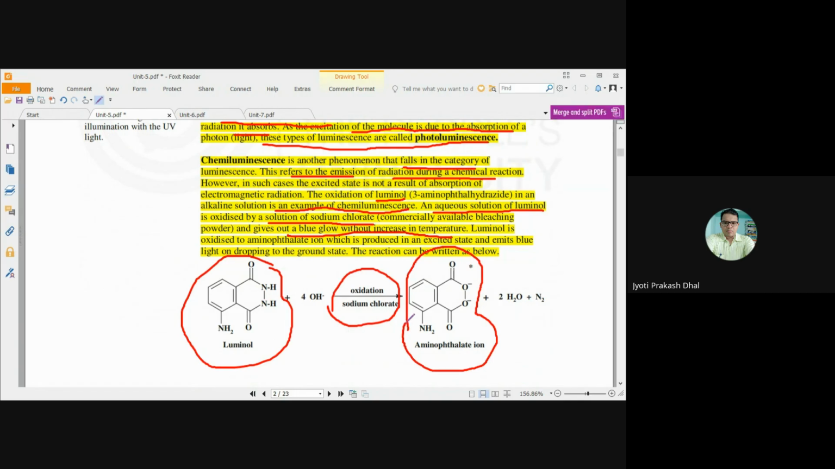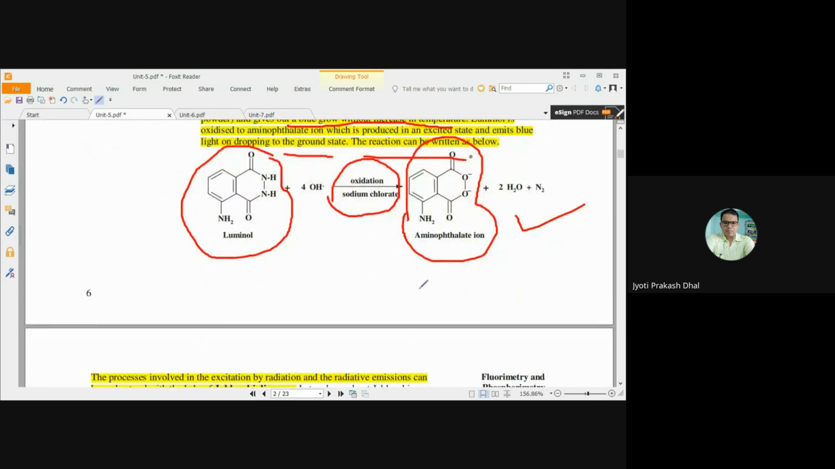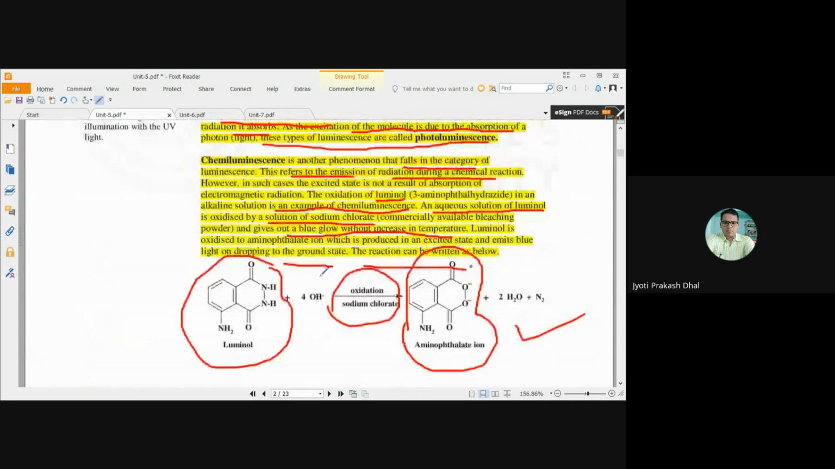The aminophthalate ion produces the blue glow. The luminol is oxidized into aminophthalate ion, which is produced in an excited state and emits blue light on dropping to the ground state. This is the reaction, and this process is known as chemiluminescence. It is another type of luminescence phenomenon, but in this type the molecule does not go to the excited state by irradiation with electromagnetic radiation; rather, it goes to the excited state due to a chemical reaction.